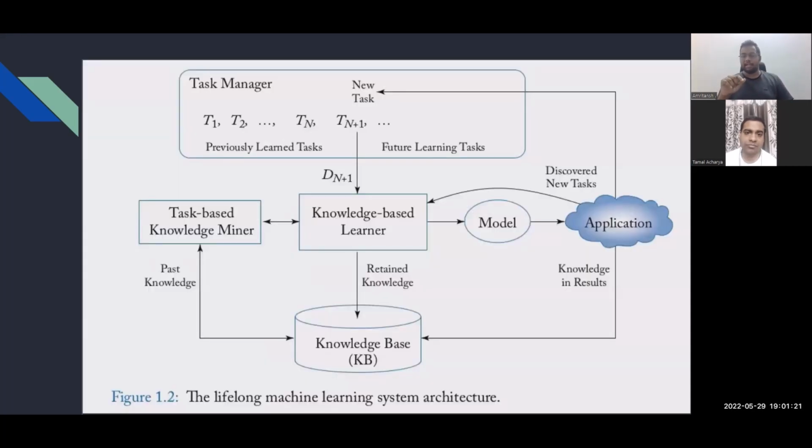Now, this picture is one of the good representations I was able to find for lifelong learning. There are a lot of elements here: task managers, the application model, and then the knowledge-based learner, the knowledge base, as well as the task-based knowledge manager. If you don't mind, I will point it out. This task manager maintains a directory of all the previously learned tasks. Now, a task itself could be of two types.